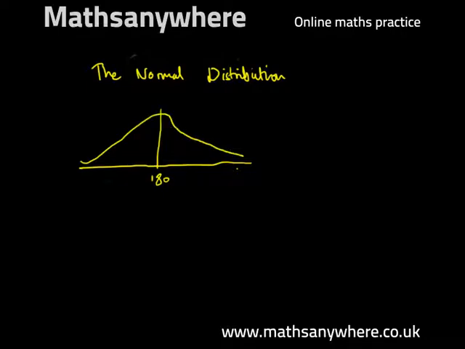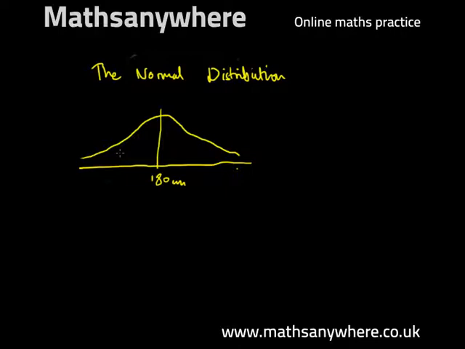I can make a better job of that. This should be symmetrical, this frequency polygon. Yeah, it might look a bit like that. 180 centimetres is the most commonly occurring height, and then the extremes, the very tall people and the very short people, fall towards the edge of the distribution.